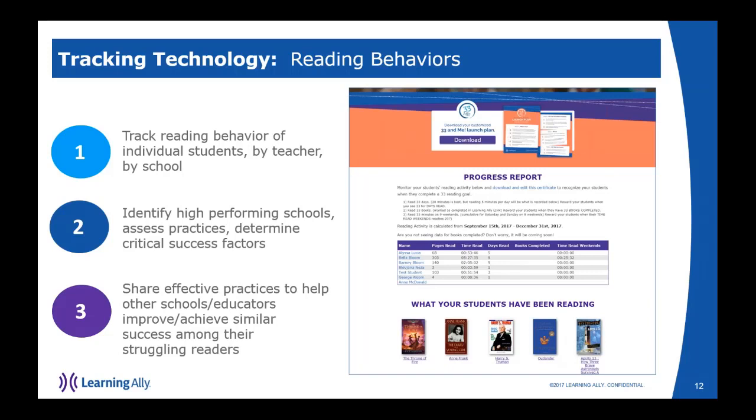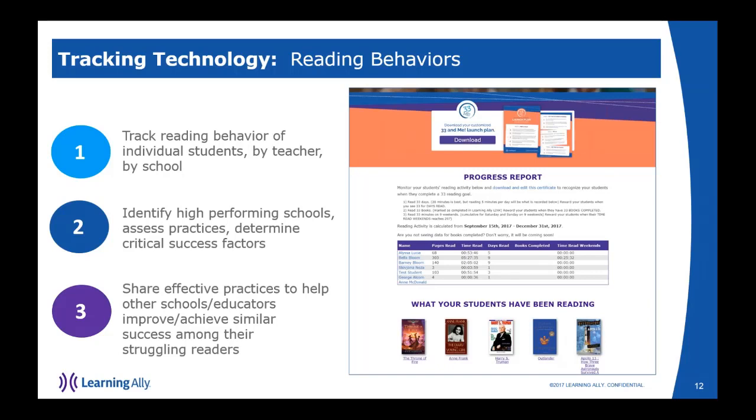The third one is to share effective practices, right, to help other schools and educators improve and achieve similar success. So what you're actually seeing on the screen is the progress report for 33andMe, right? What this now shows at the school level is how much a student is reading, at what frequency, how many books they have read, and how many hours they've read in school versus how much they've read at home. That's really important. That shows the level of engagement.